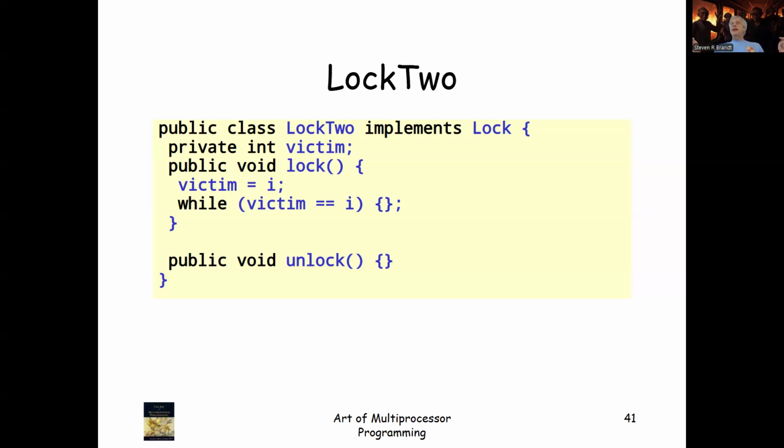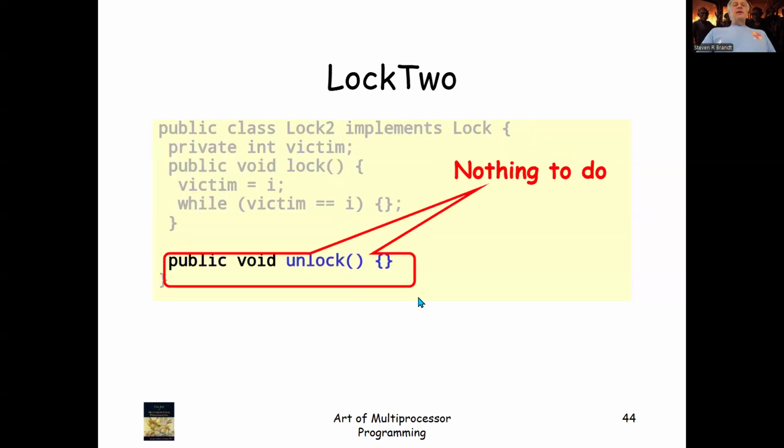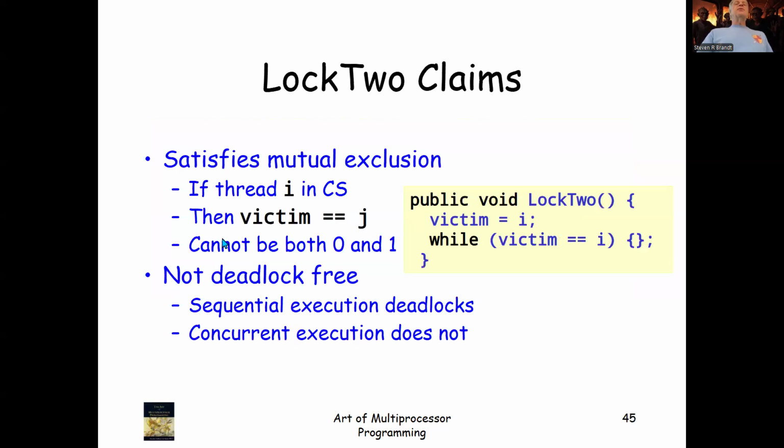If they happen to execute at the same time, one of them will get the lock. But if I run by myself, then I can't get it. The sequential execution fails, right? So it doesn't work that way. All right, so the lock 2 satisfies mutual exclusion. If thread I is in the critical section, then victim equals J, and that cannot be both 0 and 1. But it's not deadlock free. The sequential execution deadlocks. The concurrent one does not.